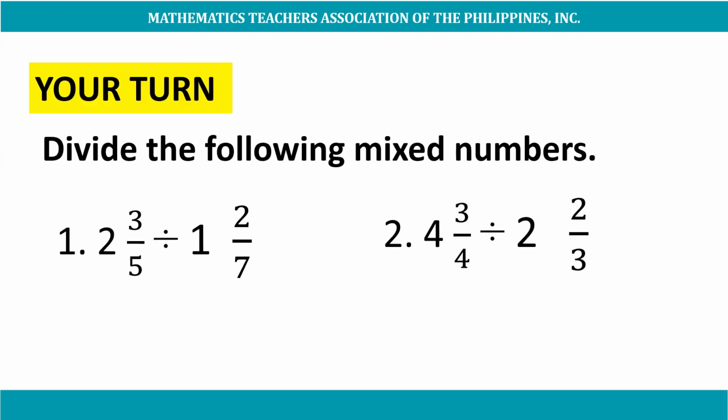Now it's your turn, kids. Divide the following mixed numbers. For number 1, 2 and 3/5 divided by 1 and 2/7. Number 2, 4 and 3/4 divided by 2 and 2/3. Are you ready? Great! Your timer starts now.